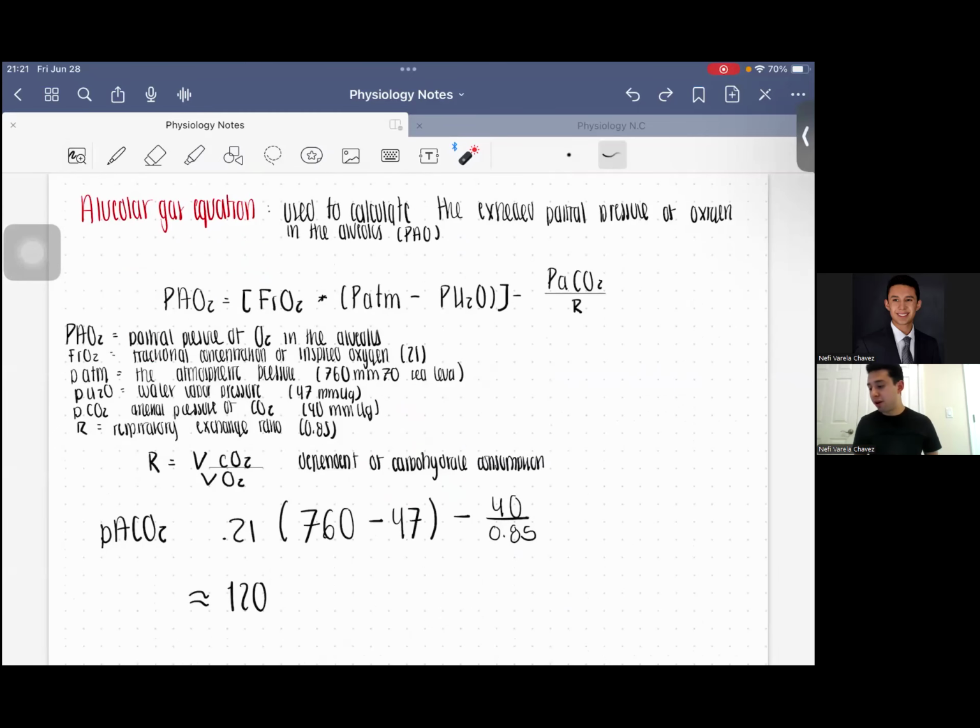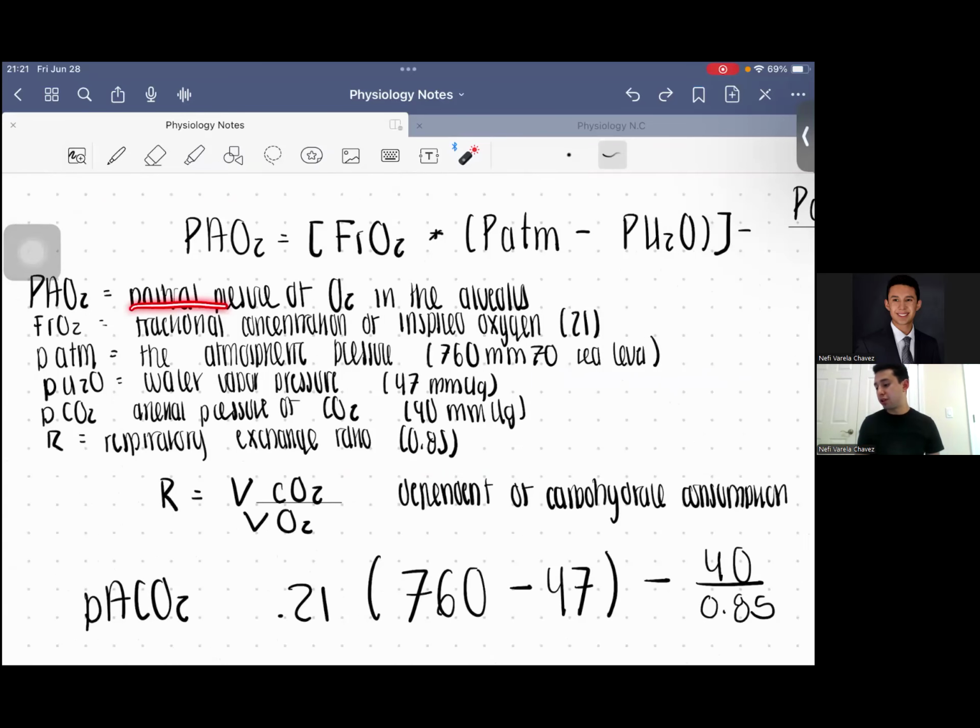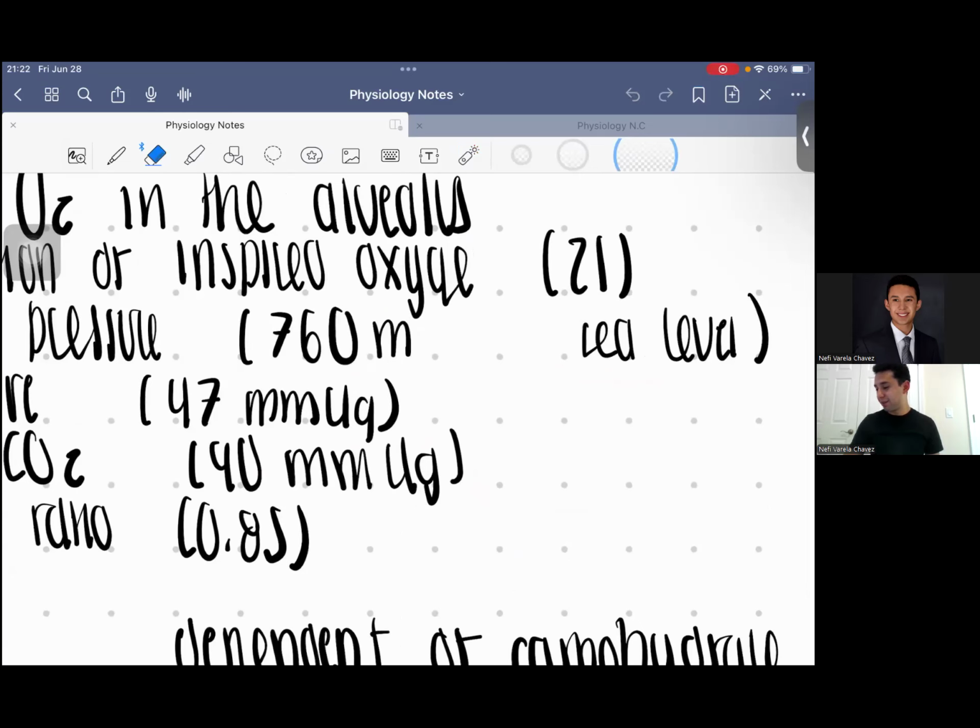We have an alveolar equation, and this one is used to calculate the partial pressure of oxygen in the alveoli. And there are so many factors that are going to play in this formula. One is partial pressure of oxygen in the alveoli. The other one is going to be the fractional concentration of inspired oxygen. The other one is going to be atmospheric pressure. Then it's going to be about 760 millimeters of mercury at sea level.